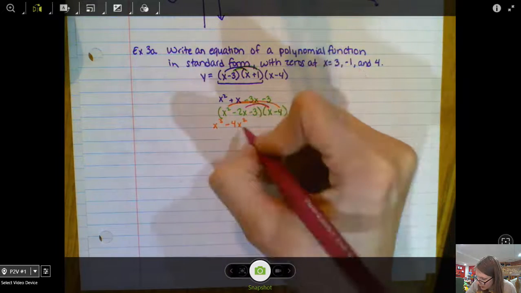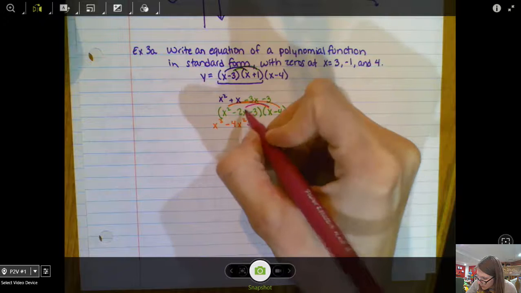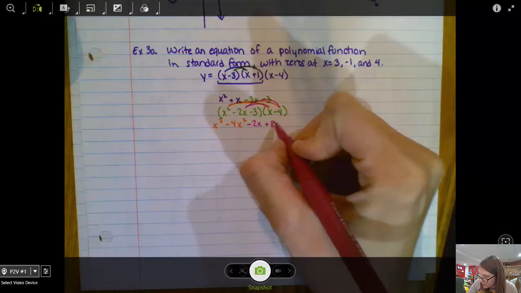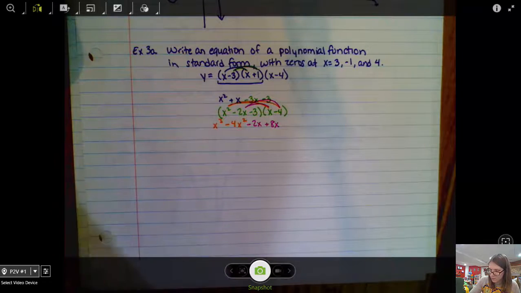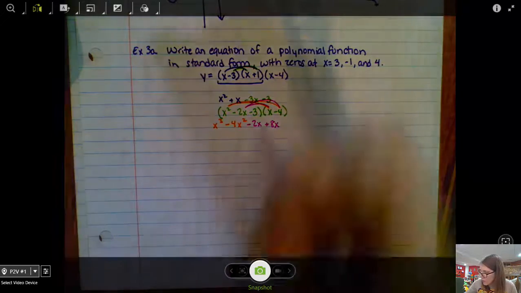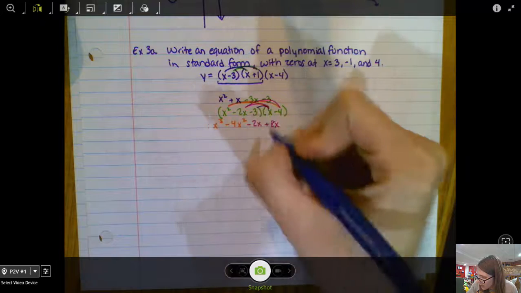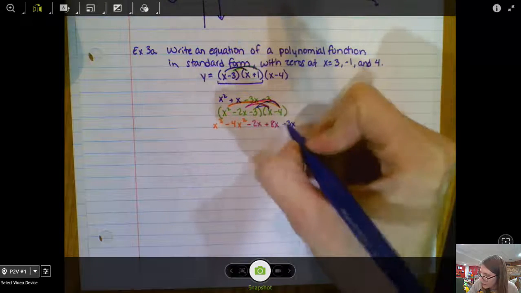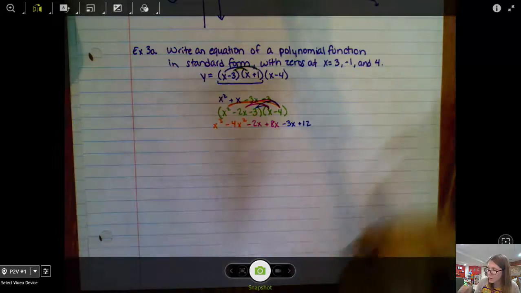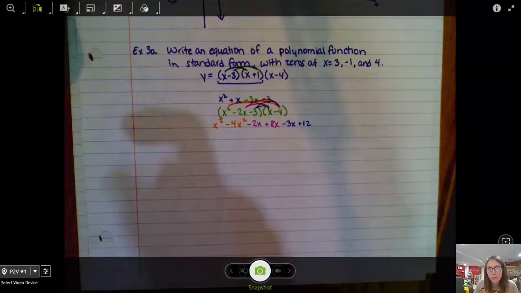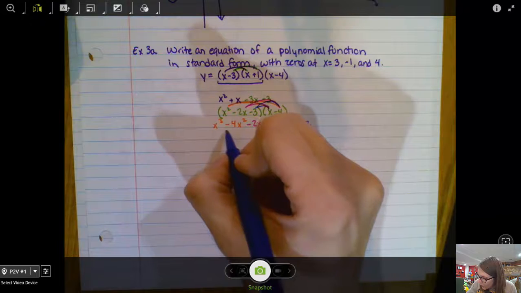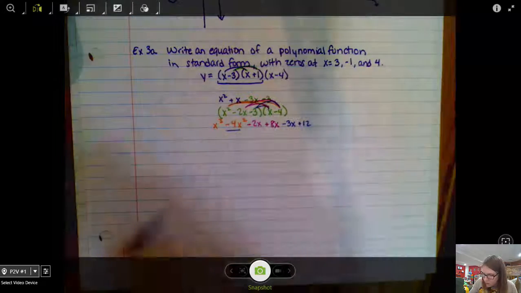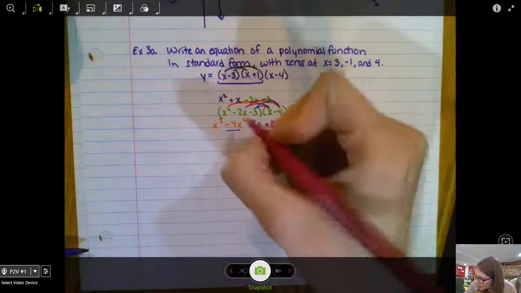-2x times x. -2x times -4. And then -3 times x. And -3 times -4 is plus 12. Simplify what we can. I have a -4x squared. Oops. Right here, this should be -2x squared.